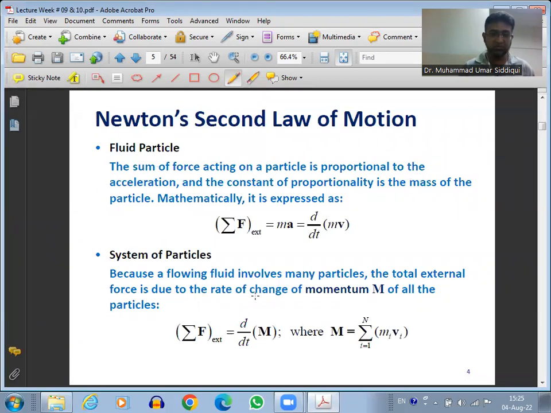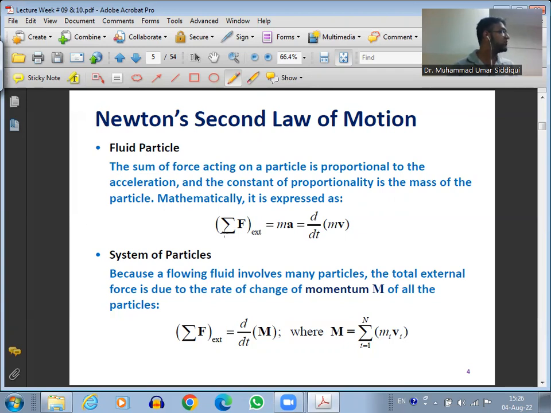So let's start from this point onward. Fluid particle: the sum of forces acting on a particle is proportional to the acceleration, and the constant of proportionality is the mass of the particle. Now, there is one very common fundamental principle that you have studied in the course of statics and in your basic physics from secondary class, which is Newton's second law of motion.